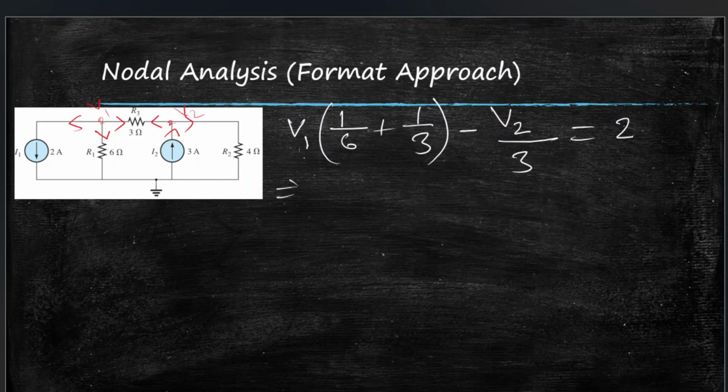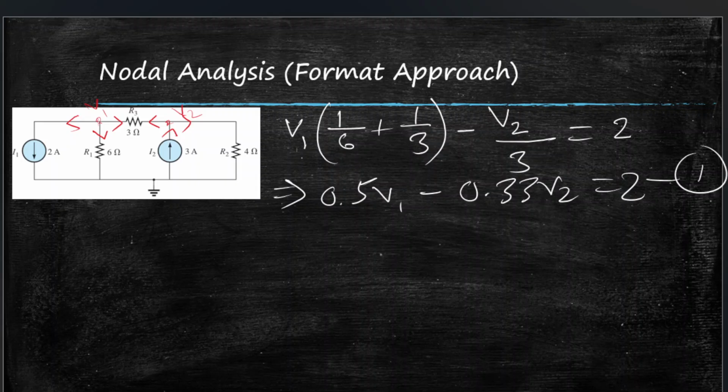Let's simplify that. So 1 over 6 plus 1 over 3, we have 1 over 2, so half, 0.5. 0.5 V1 minus, what's 1 over 3? 0.33 V2. 0.33 V2 is equal to 2. So that's our equation 1.